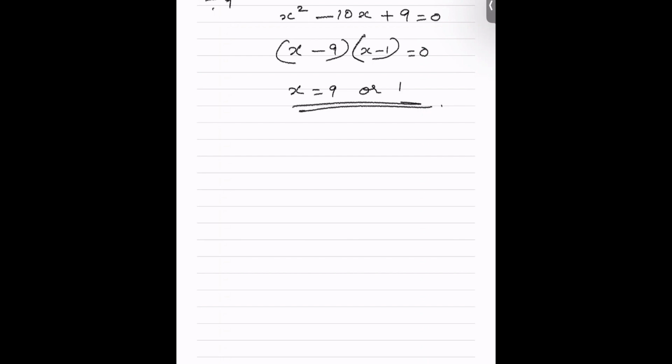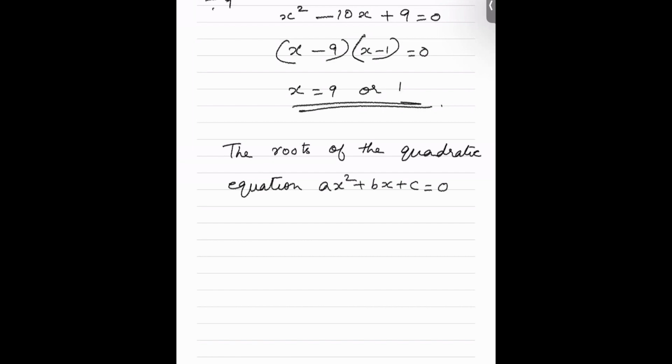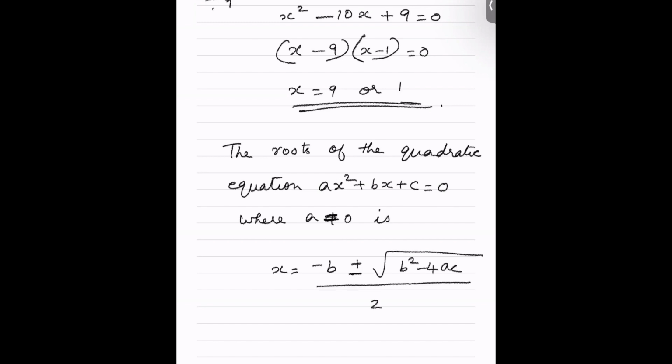And what is that formula? The formula is to find the roots of an equation. The roots of the quadratic equation ax square plus bx plus c equal to 0, where a not equal to 0, is x is equal to minus b plus or minus root of b square minus 4ac divided by 2a.